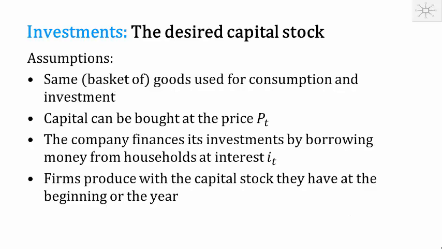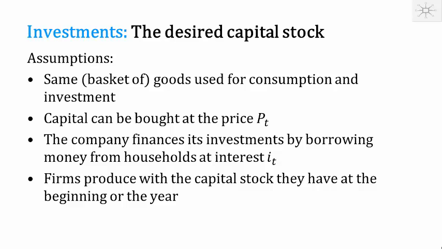So we make the following assumptions. We assume that there is a basket of these differentiated goods that different firms produce that is used for consumption, and the same basket of goods is used for investment. So we don't distinguish consumption and investment goods. There's just one basket of goods that is used for both. And so that means that capital can be bought at the same price as consumption, at the price P_t. And we assume that the company finances its investment by borrowing money from the household at the interest rate I_t.